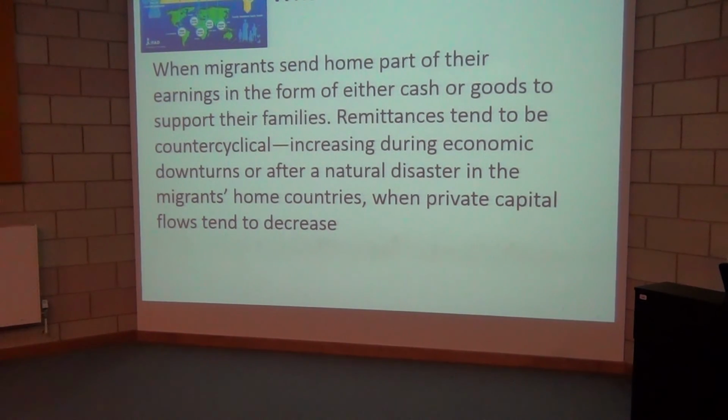So they tend to be counter-cyclical and they increase. Counter-cyclical means basically that when something goes wrong, something goes bad, so when there's a natural disaster, etc., they will actually increase, whereas private capital flows tend to decrease because businesses tend to pull out slightly, whereas when there's a disaster, something like that, remittances will go up.